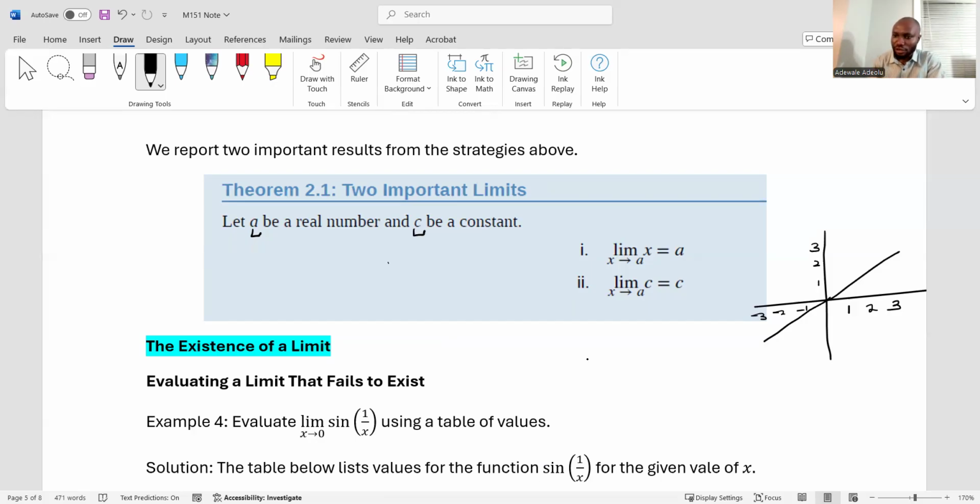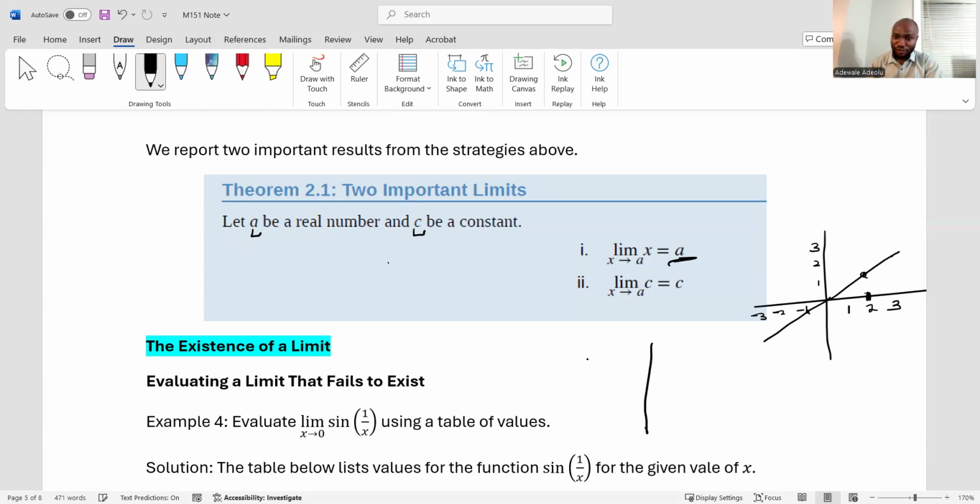So let's say we are picking point 2. As x goes to 2, what is this function trying to get at? It's also trying to get to 2. What about 3? As x goes to 3, the function itself is also trying to get to 3. As x goes to -1, the function itself is also trying to get to -1. So that is why we say it behaves this way.